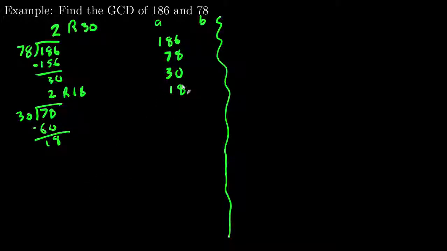And now I do 30 divided by 18. I'm going to go a little bit faster. It goes in one time. I will have 12 left over.